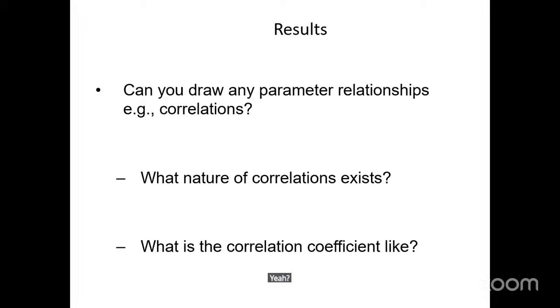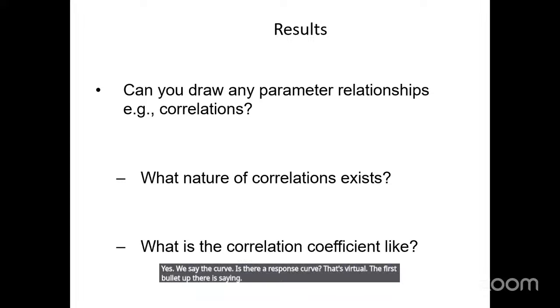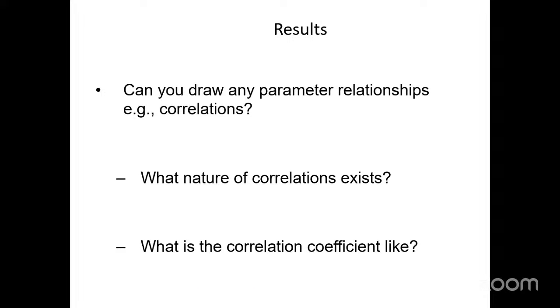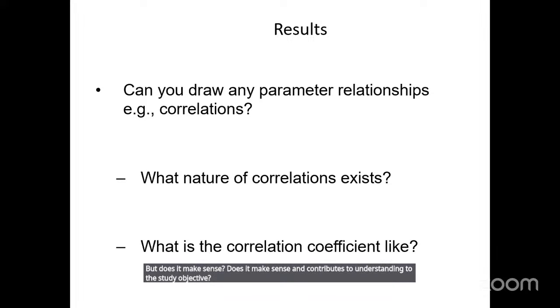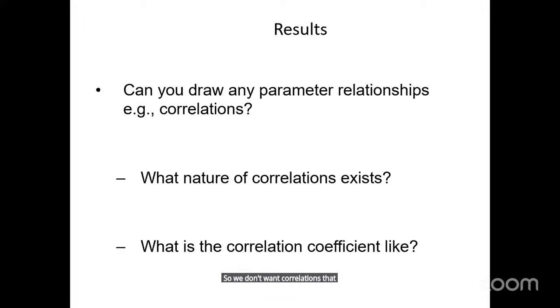We say the curve. Is there a response curve? That's what the first bullet up there is saying. Are there correlations, parameter correlations? Now, you can correlate the size of stones with the size of eggs. For some reason, you will always get something like a correlation. But does it make sense? Does it make sense that contributes to answering the study objective? So we don't want correlations that are just for the sake.